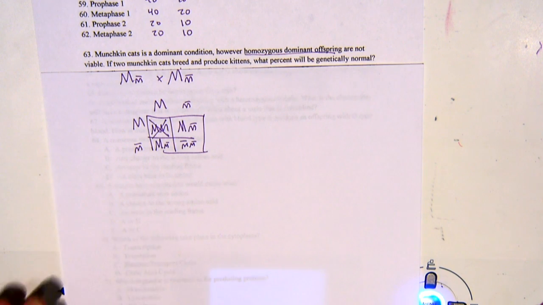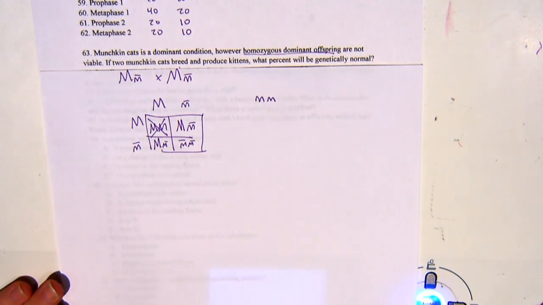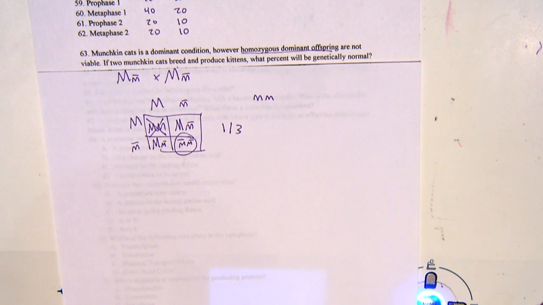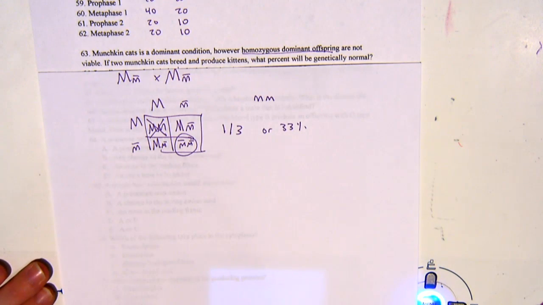So then they ask us what percent will be genetically normal. In this case, genetically normal means homozygous recessive, because the trait we're talking about is the dominant trait. So genetically normal means we don't have the dominant trait. That means we have to be homozygous recessive. So we see that we have 1, but we're going to make sure that we say it's 1 out of 3 and not 1 out of 4, because we crossed out homozygous dominant. So you can say we have a 1/3 chance or 33% chance of being a genetically normal cat.